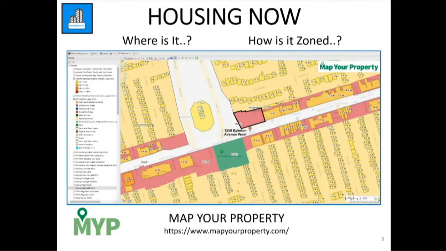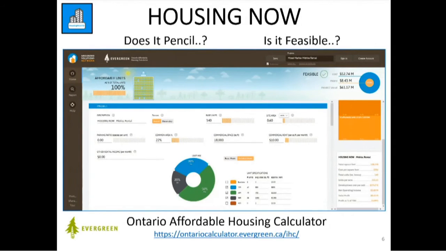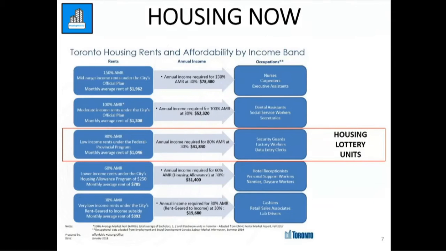We used Map Your Property to ask the questions, where is it and how is it zoned? So here's an example at 1250 Eglinton, which is a very interesting location. It's the intersection of $9 billion worth of transit infrastructure, and it's not particularly well zoned for the kind of density that is appropriate at that site. We also used the Evergreen Foundation's affordable housing calculator to work out, does it pencil and is it feasible on some of these sites. We came up with our own numbers. They don't match your city's numbers, so for the rest of the presentation, we're just going to use the city's numbers because I'm not going to argue about numbers.